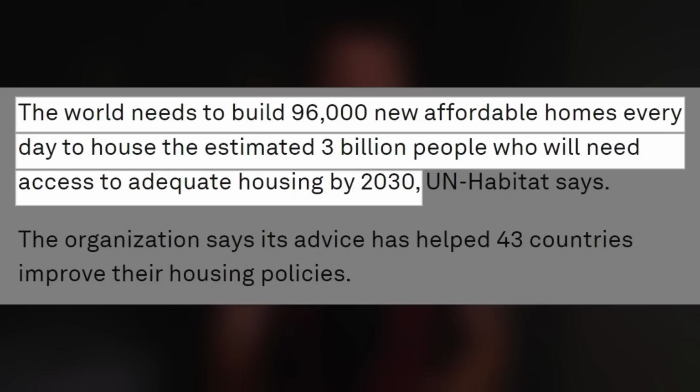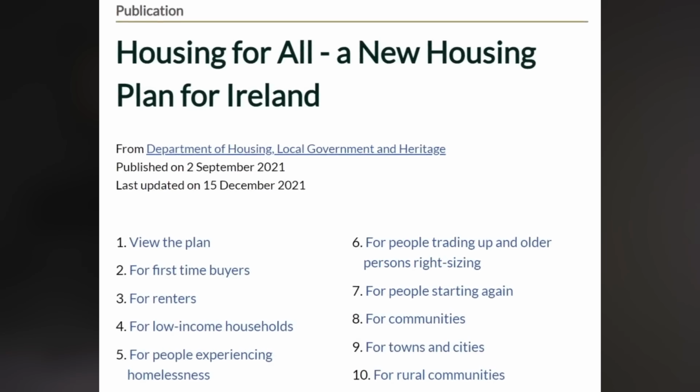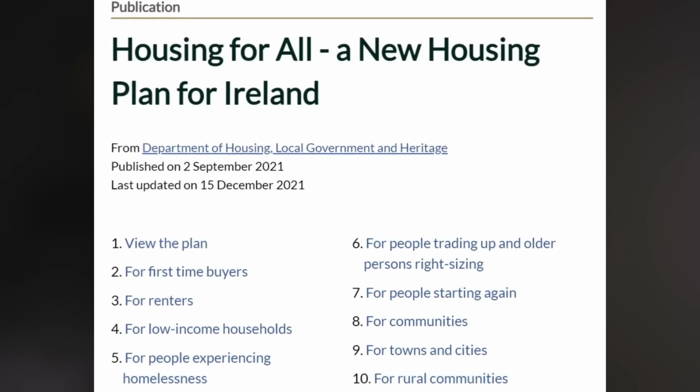On a global scale, it's estimated that the world needs to build 96,000 new affordable homes each and every day to house the estimated 3 billion people who will need access to adequate housing by 2030. Many countries, like Ireland, have submitted government-backed plans to tackle the housing crisis in their respective countries. But ultimately, there are many factors which are outside of government control, namely cost.